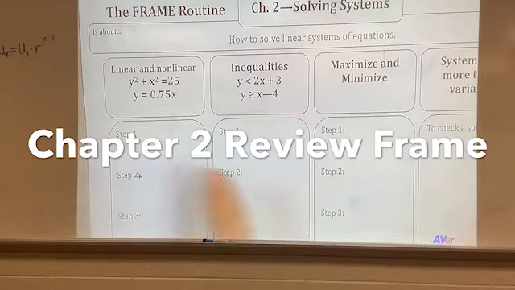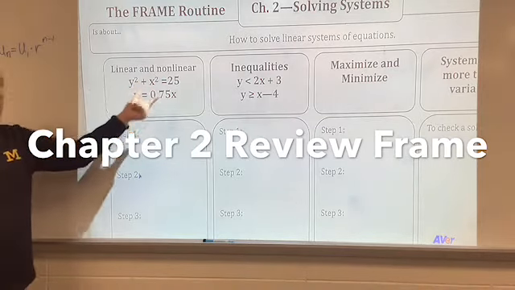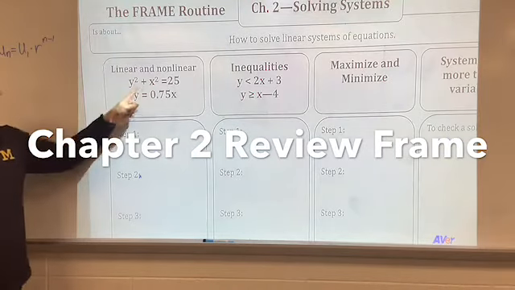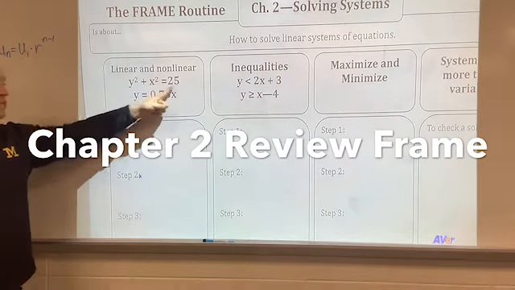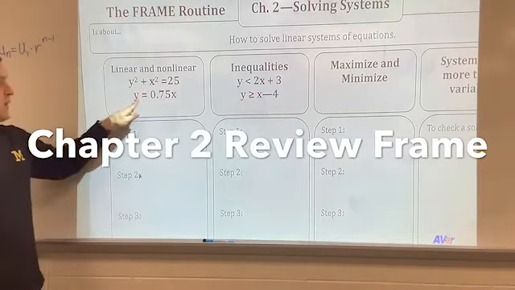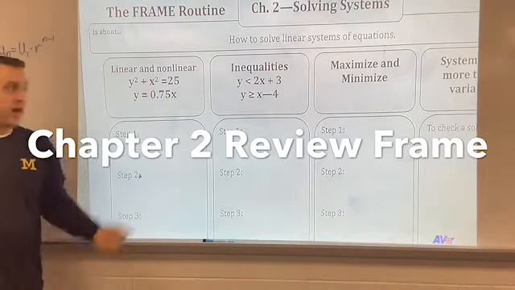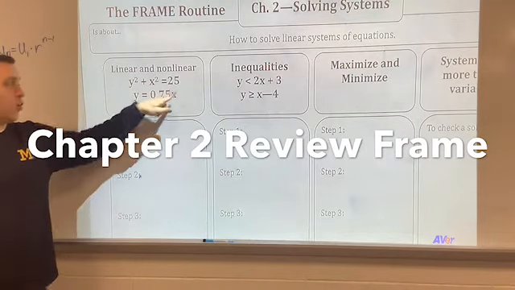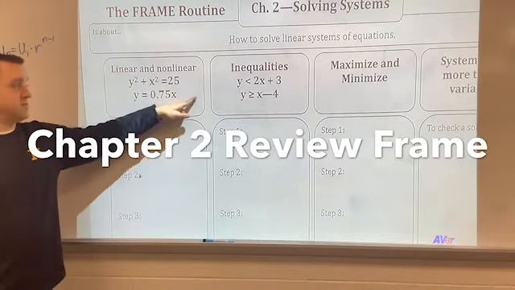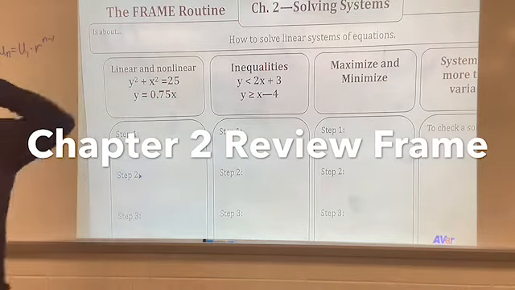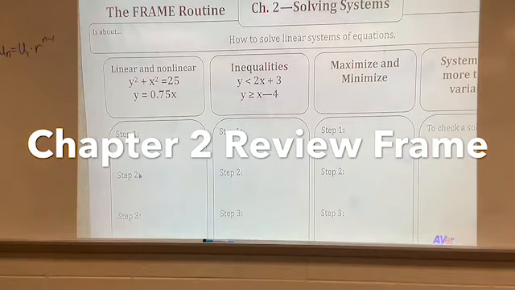And now we're going to talk about here, this equation is x squared plus y squared equals 25. That is a circle with a radius of 5. And then we have a linear equation, y equals 0.75x. That has a y-intercept of 0, and the slope, 0.75 as a fraction, would be 3/4. So we're going to look at actually graphing that by hand. We could also use technology.